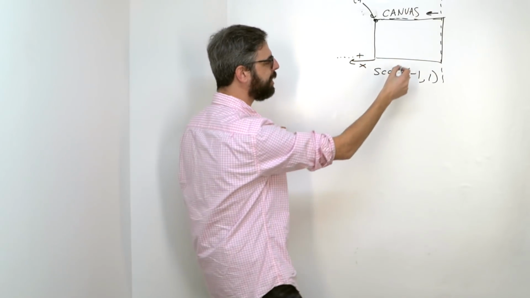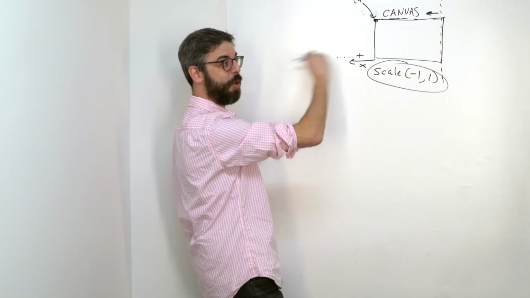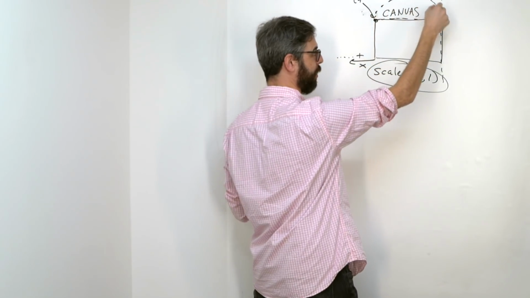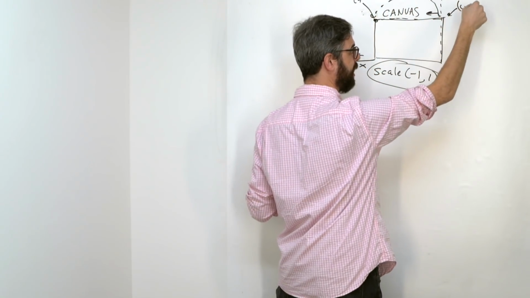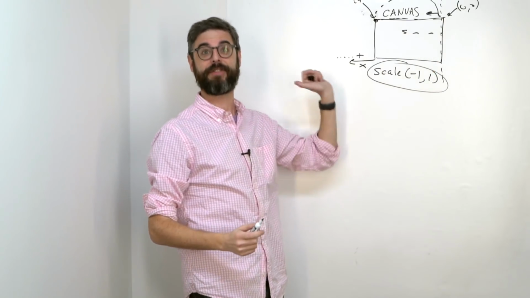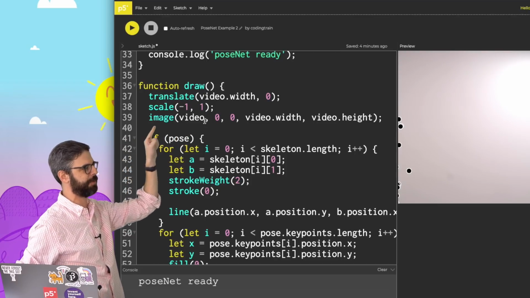But if I call scale -1, 1, it sets the x-axis going in the other direction. So positive pixels go this way. And if I translate over to here and put 0, 0 here and draw the image this way, it will appear reversed, inverted, flipped to the viewer. So that's what's happening in these 3 steps right here.